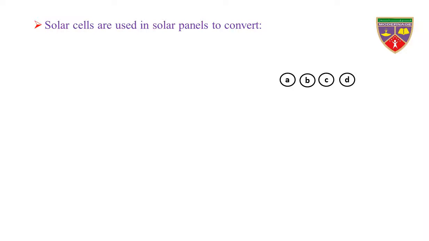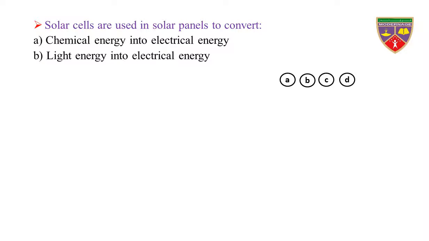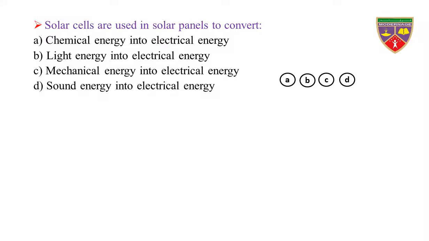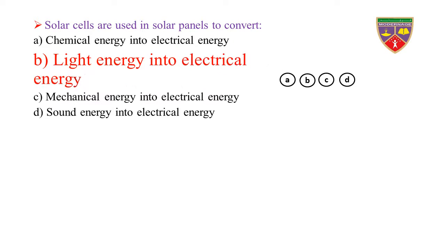Solar cells are used in solar panels to convert. Option A, chemical energy into electrical energy. Option B, light energy into electrical energy. Option C, mechanical energy into electrical energy. Option D, sound energy into electrical energy. The key is light energy into electrical energy. Therefore, the correct option is B.